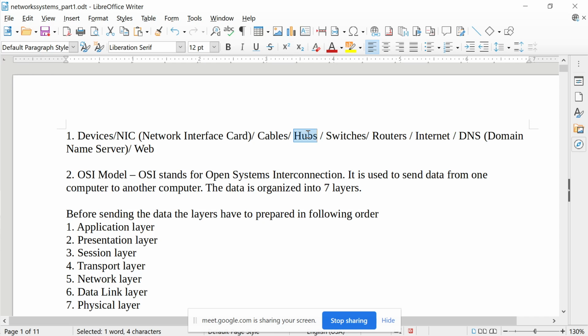And I think in switches we can send and receive at the same time. Yeah. So right now everybody is using switches, because it is getting cheaper. Hubs no longer make sense.